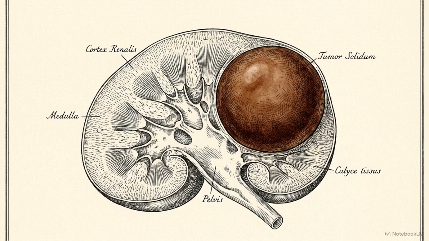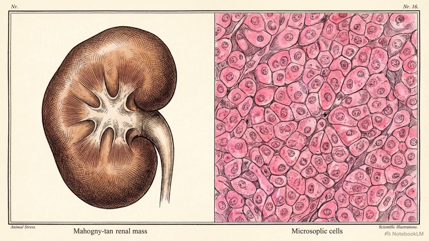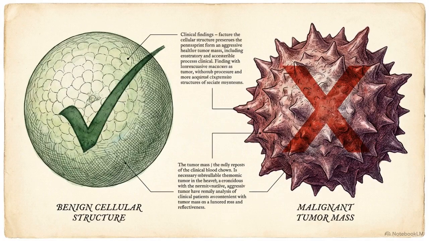When imaged on CT scan, it reveals its pathognomonic physical signature, a prominent central stellate, or star-shaped, scar. If a clinical vignette describes an incidental, well-circumscribed renal mass featuring a central stellate scar and intensely eosinophilic cells, the diagnosis is an oncocytoma, and you can definitively rule out malignancy.